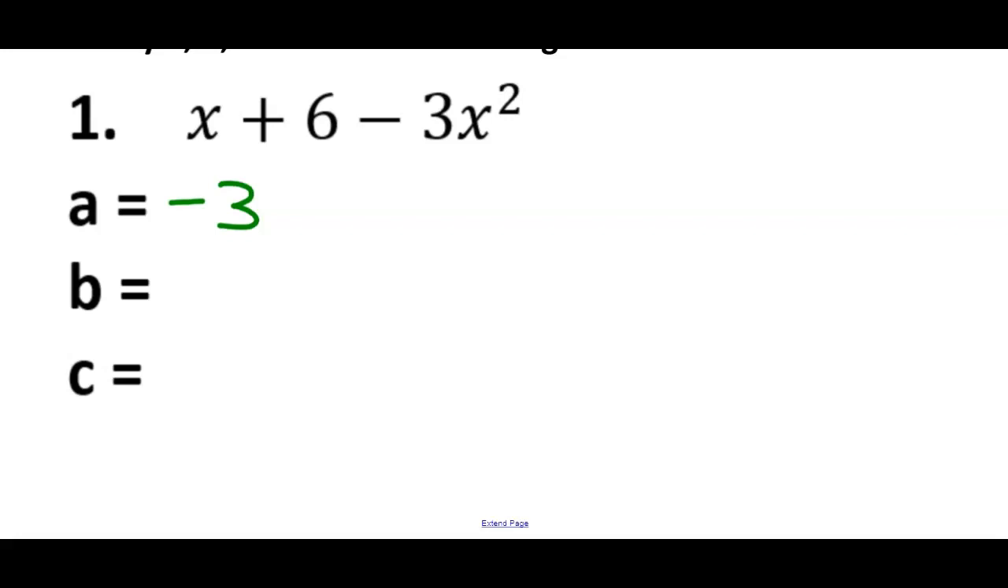1. Which one? Well, you said 1 and 6. So you had to make a decision. We said 6. What's my C? My C is 6, right? Because it's all by itself, no variables.